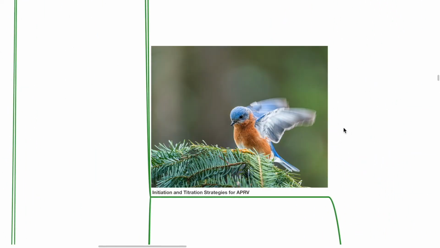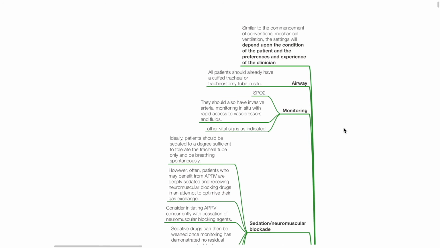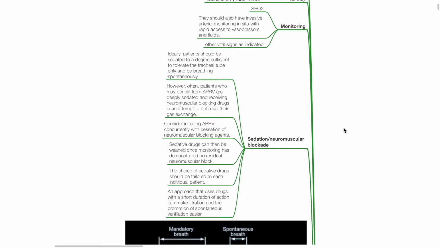Initiation and titration strategies for APRV. Introduction. Similar to the commencement of conventional mechanical ventilation, the settings will depend upon the patient condition and the preferences and experience of the clinician. Airway. All patients should already have a cuffed tracheal tube or tracheostomy tube in situ. Monitoring. Apart from standard vital signs and SpO2, patients should also have invasive arterial monitoring in situ with rapid access to vasopressors and IV fluids.